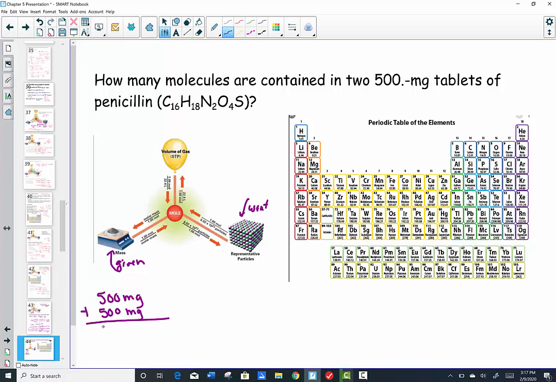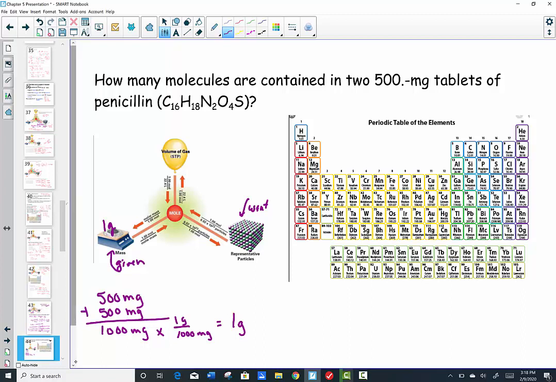What's 500 plus 500? Well, that's 1,000, right? 1,000 milligrams. But I know that when I do mole map work, I need it to be in grams. And the term milli means 1,000. So when you said 500 plus 500, because you're taking 2 tablets, that's 1,000 milligrams. And you're going to divide that by 1,000 to convert it back into a gram. So all of that talk was you're saying you're starting with 1 gram of penicillin at that scale.